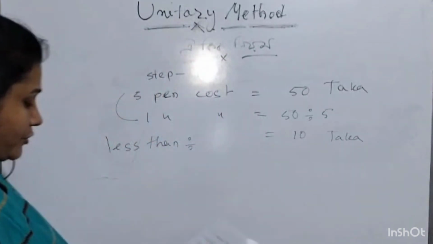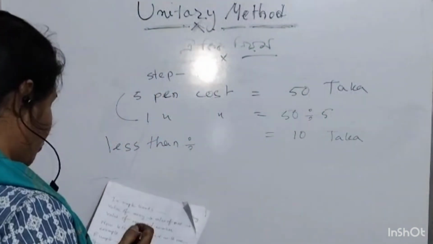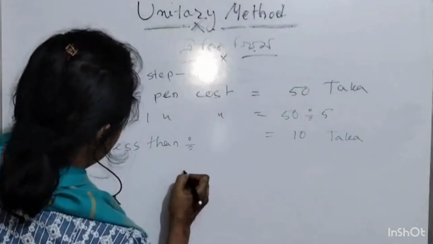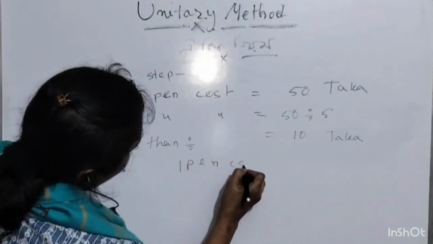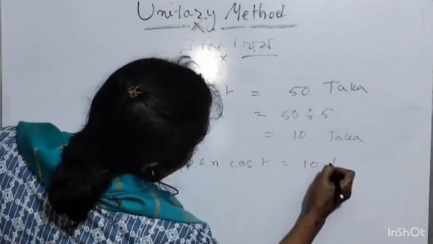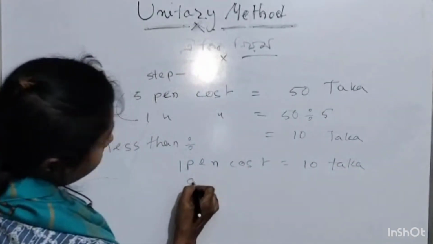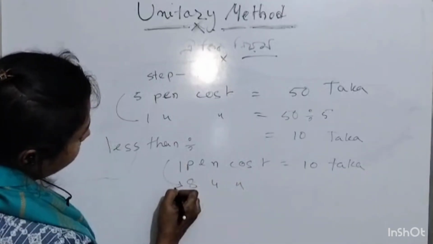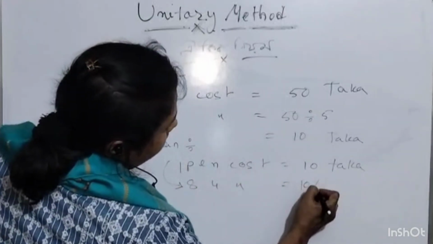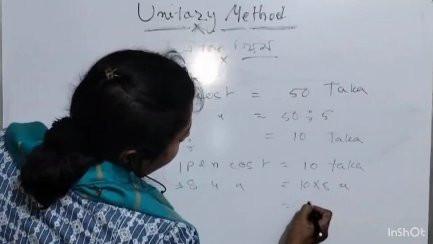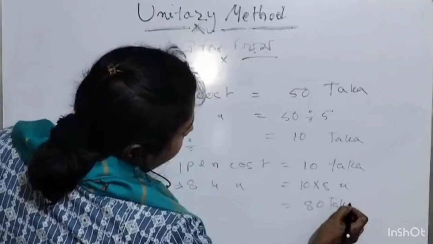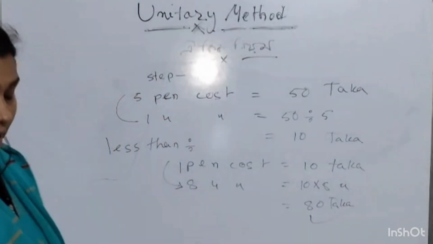Okay. Now we want to find the cost of 8 pens. So 1 pen costs 10 taka. So that means 8 pens cost. One more than, that means multiply, 10 into 8. So that means 80 taka. This is the answer.